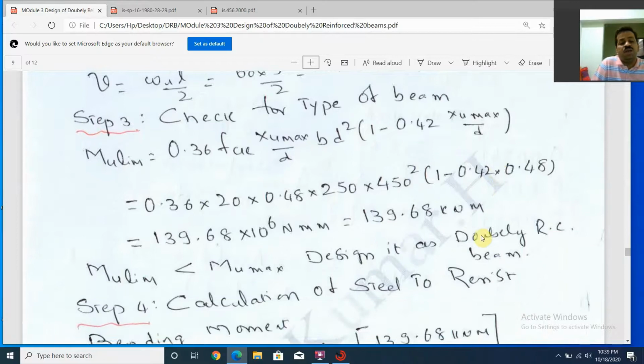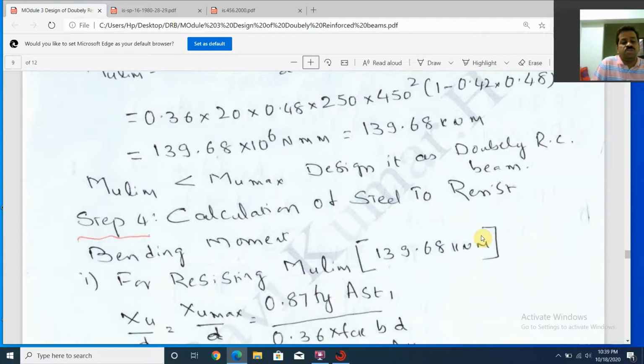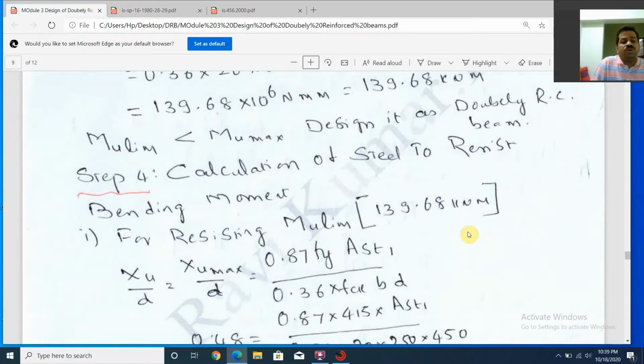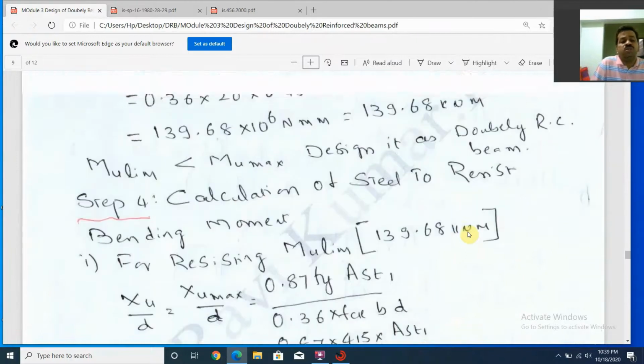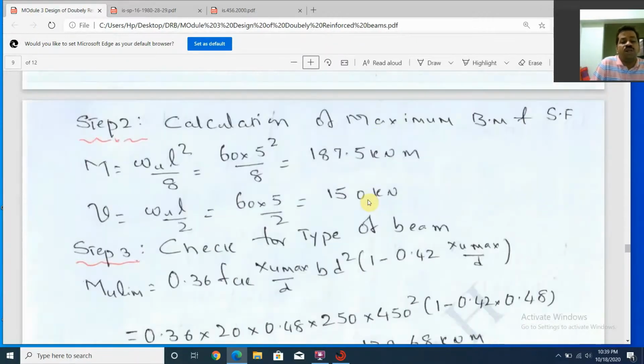So we come to the conclusion that Mu limit is less than Mu max. Hence, design it as a doubly reinforced section. With this, we go ahead with the doubly reinforced section. So you have to resist the Mu limit, and for the extra moment, Mu max minus Mu limit.